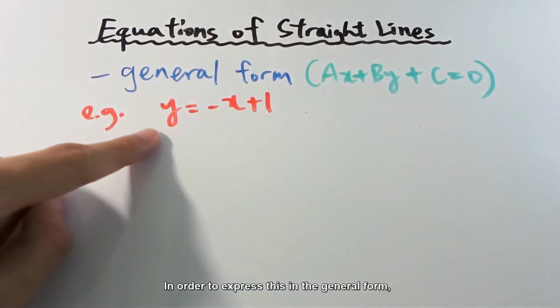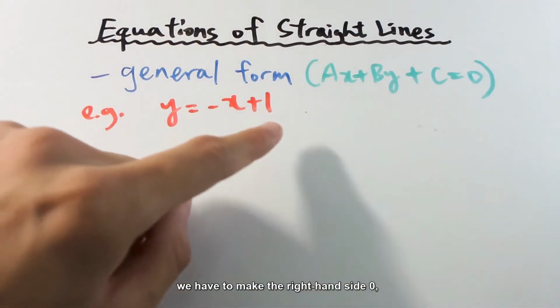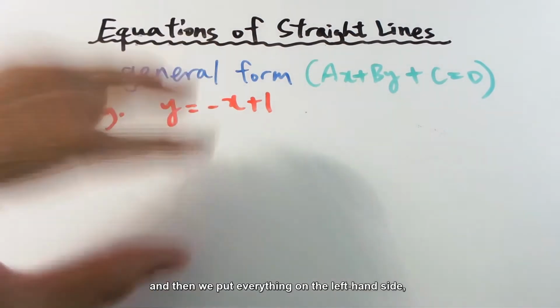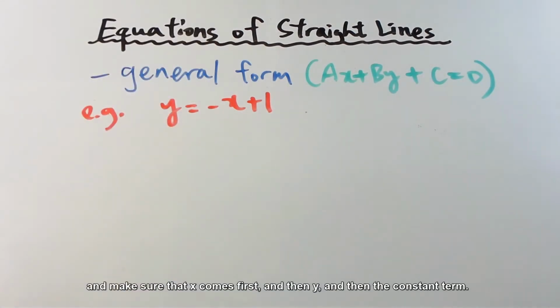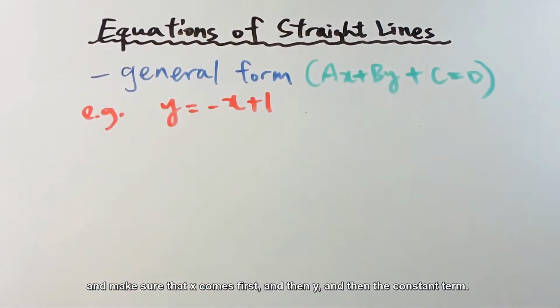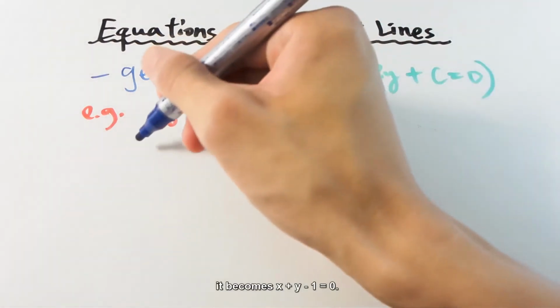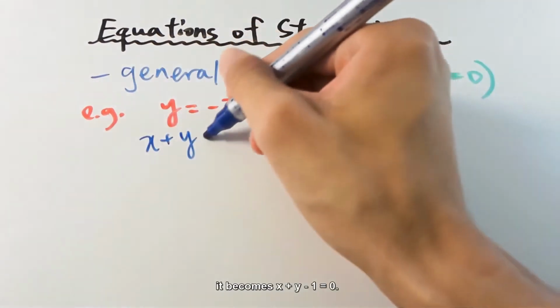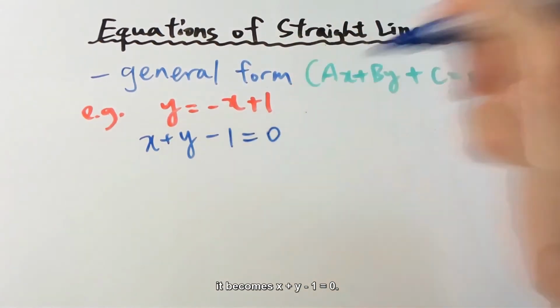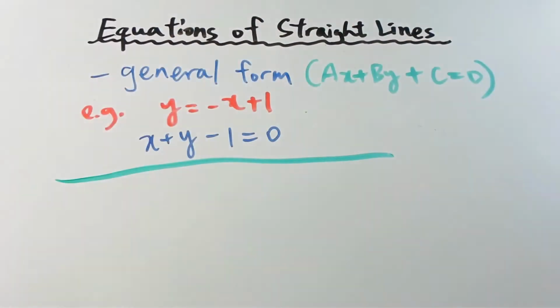In order to express this in the general form, we have to make the right hand side 0, and then we put everything on the left hand side. And make sure that x comes first, and then y, and then the constant term. In this example, if we would like to express this in the general form, it becomes x plus y minus 1 equals 0.